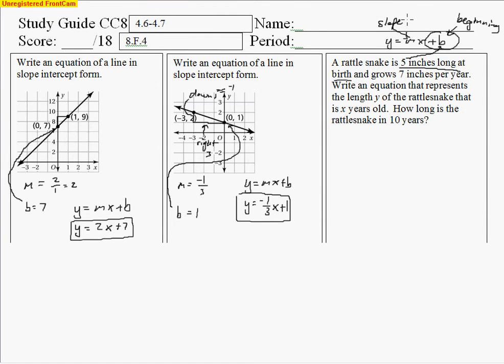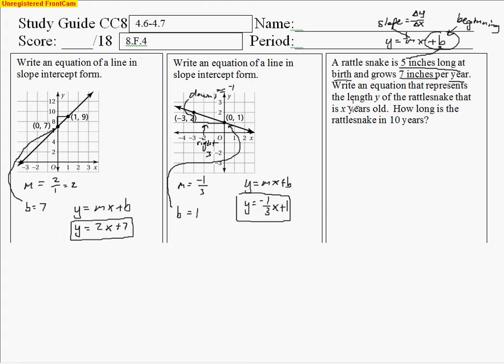And so we're looking for a change in y over a change in x. And I see 7 inches per year. So right there, that word per typically tells us that's what the slope is going to be when we see that word there. It usually represents a unit per unit. And that's what we see here. So 7 inches is the slope.